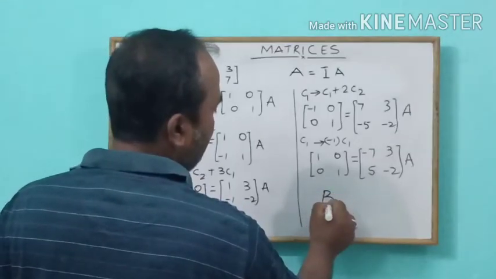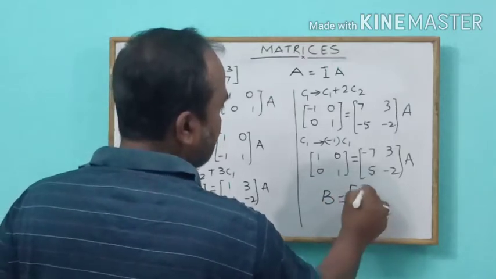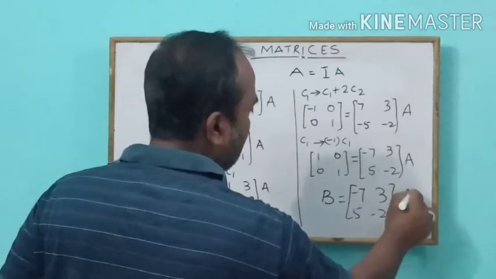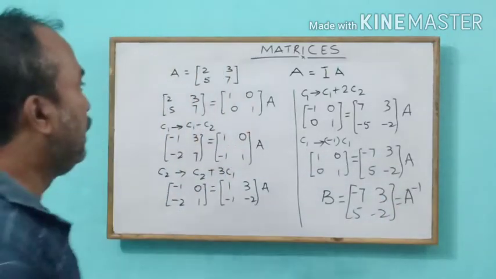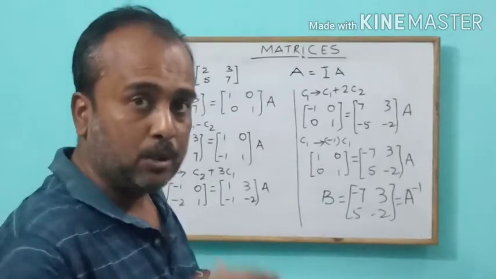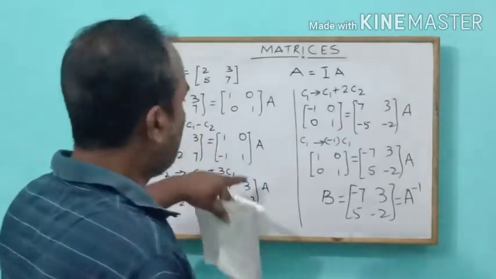Let us name it B. That is minus 7, 3, 5, minus 2. This is known as the inverse of the matrix A. Let us see one more example to clarify your doubts better.